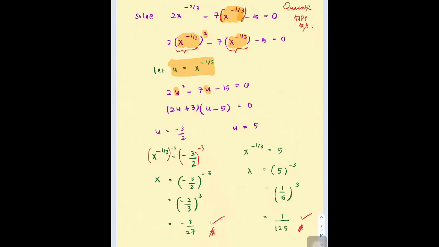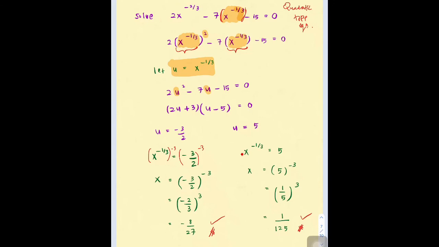Okay, so how to get rid of this minus here? This is 1 over this number. Okay, so let's flip it. 1 over this, you can just flip it. So now you have minus 2 over 3 to the power of 3. And then just open up, this is minus 8 over 27.